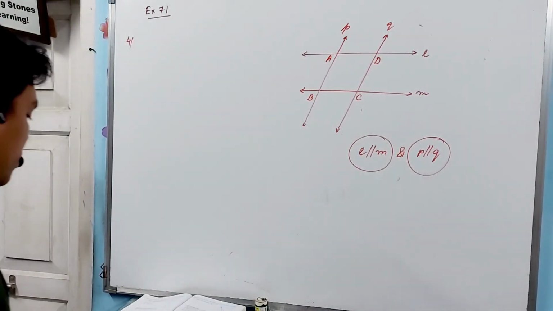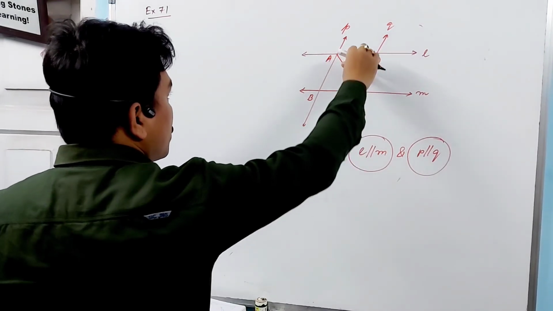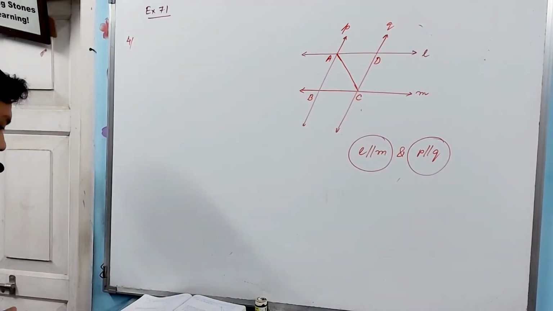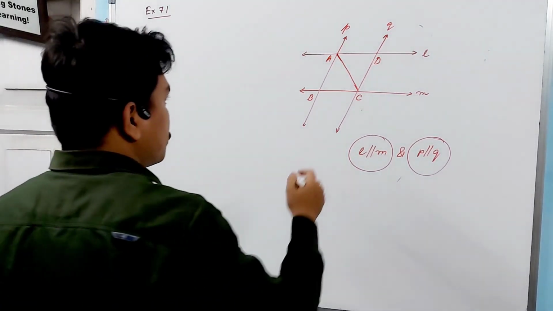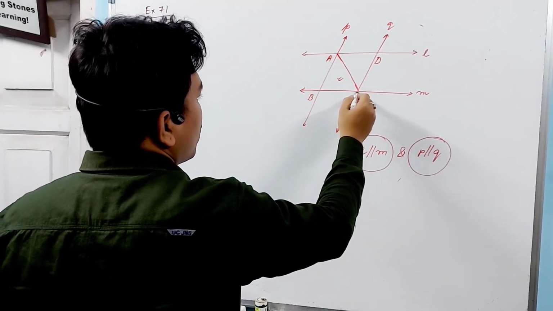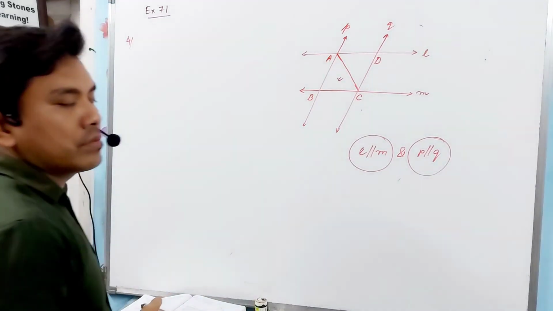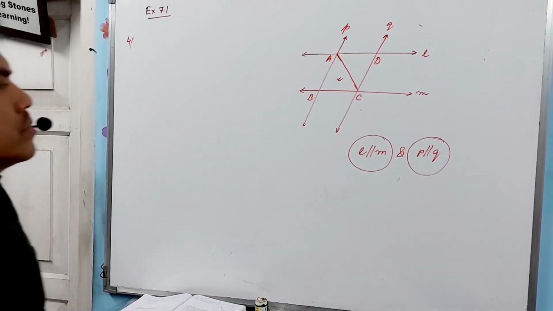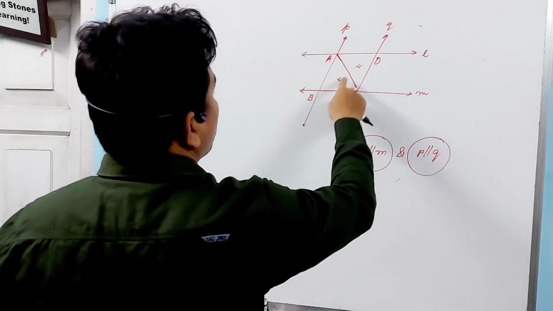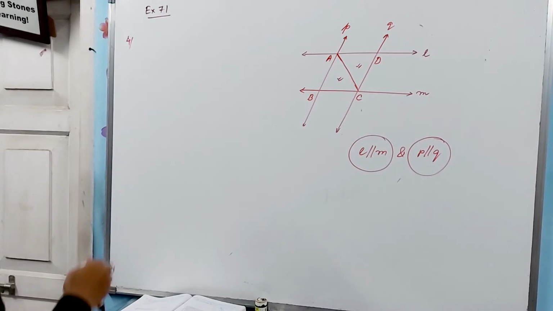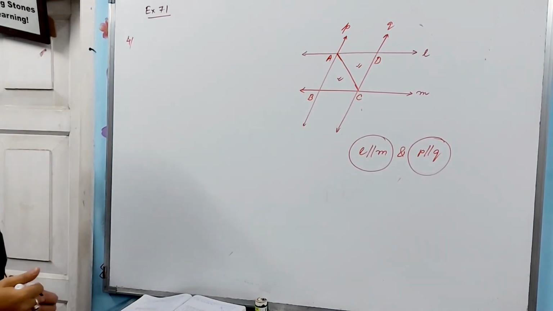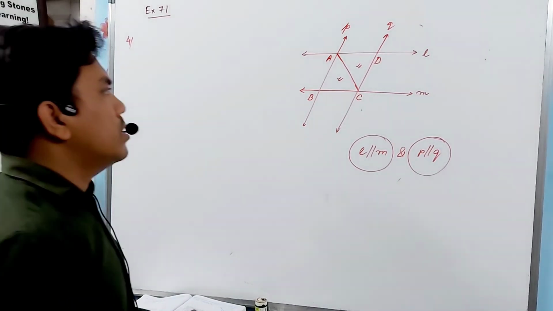Alright. So now in the figure, AC is joined. What we have to prove? We have to prove that triangle ABC is congruent to triangle CDA. Now, in order to be congruent, it should be of the form SSS or ASA or SAS. It may be AAS also. Okay, now let us see.